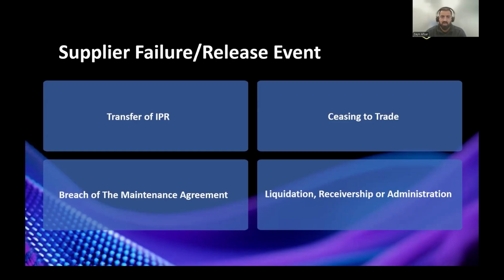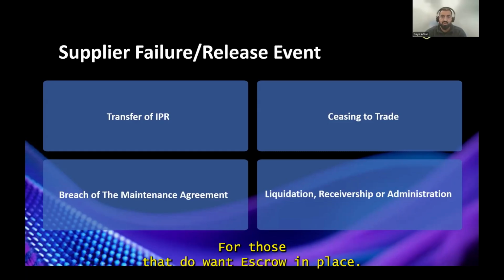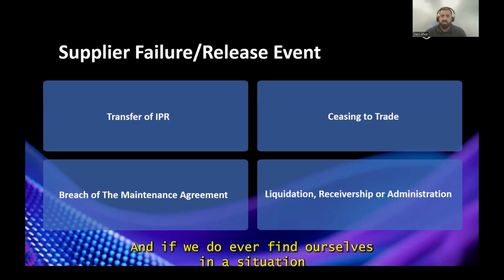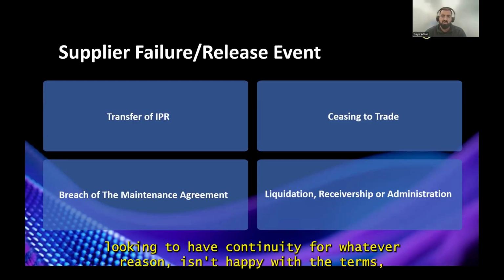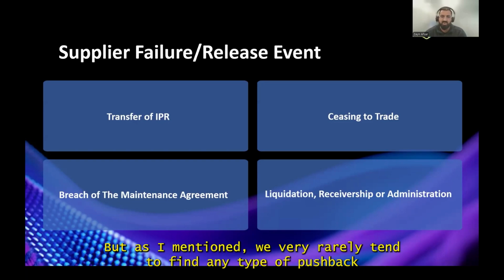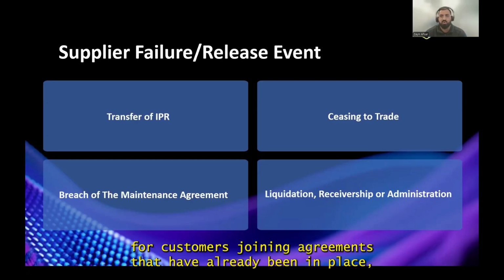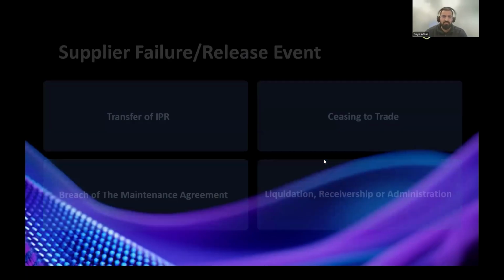So getting ahead of the curve and setting the terms can be super beneficial for those that do want escrow in place. And if we do ever find ourselves in a situation where we've got a multi-framework agreement and one of your customers looking to have continuity for whatever reason isn't happy with the terms, we can always address that and set up a separate individual agreement if need be. But as I mentioned, we very rarely tend to find any type of pushback for customers joining agreements that have already been in place historically or recently set up.